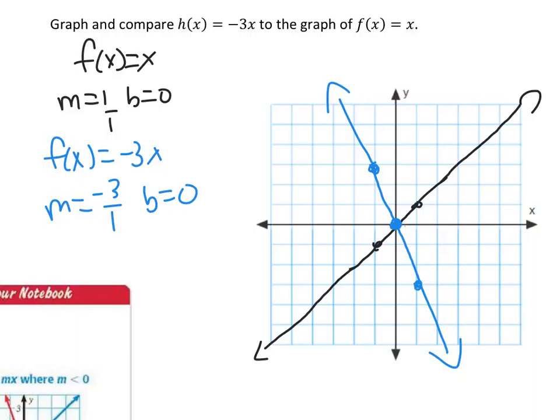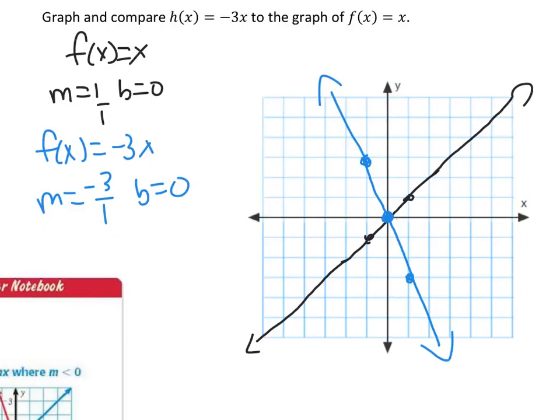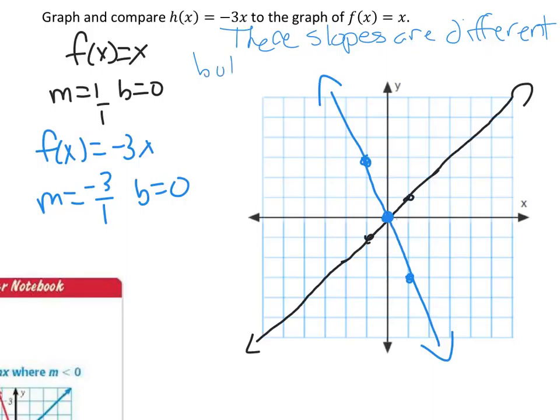Now we have to compare them, so let's take a look. All right, so we graph, now we just have to compare. So, again, their slopes are different, but both pass through the origin because they have the same y-intercept.